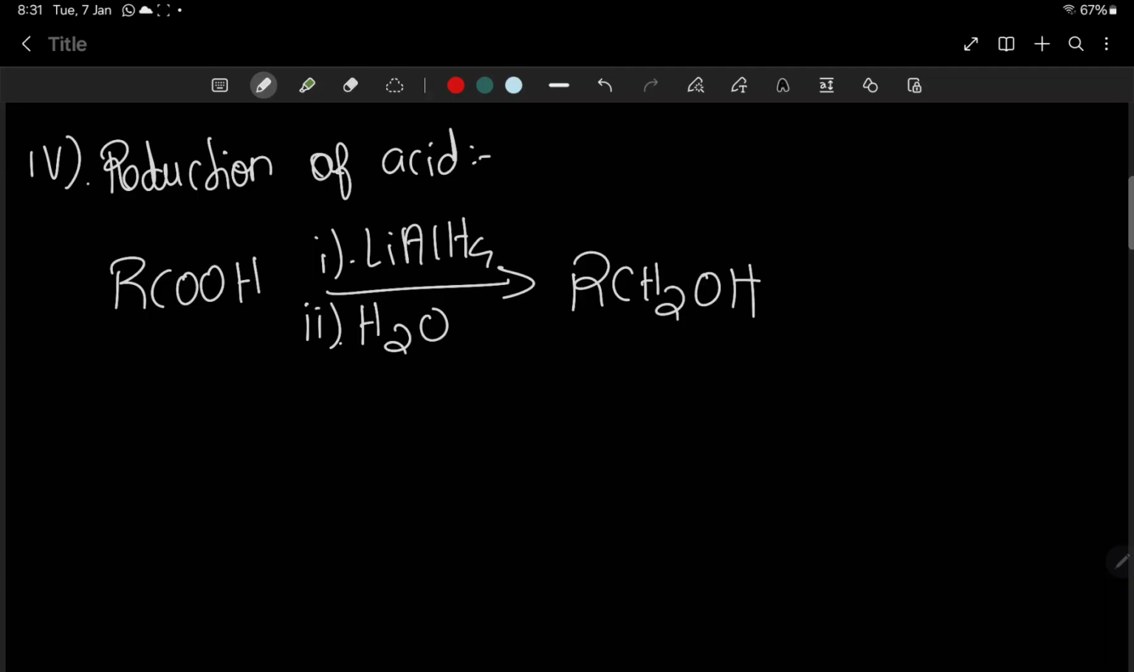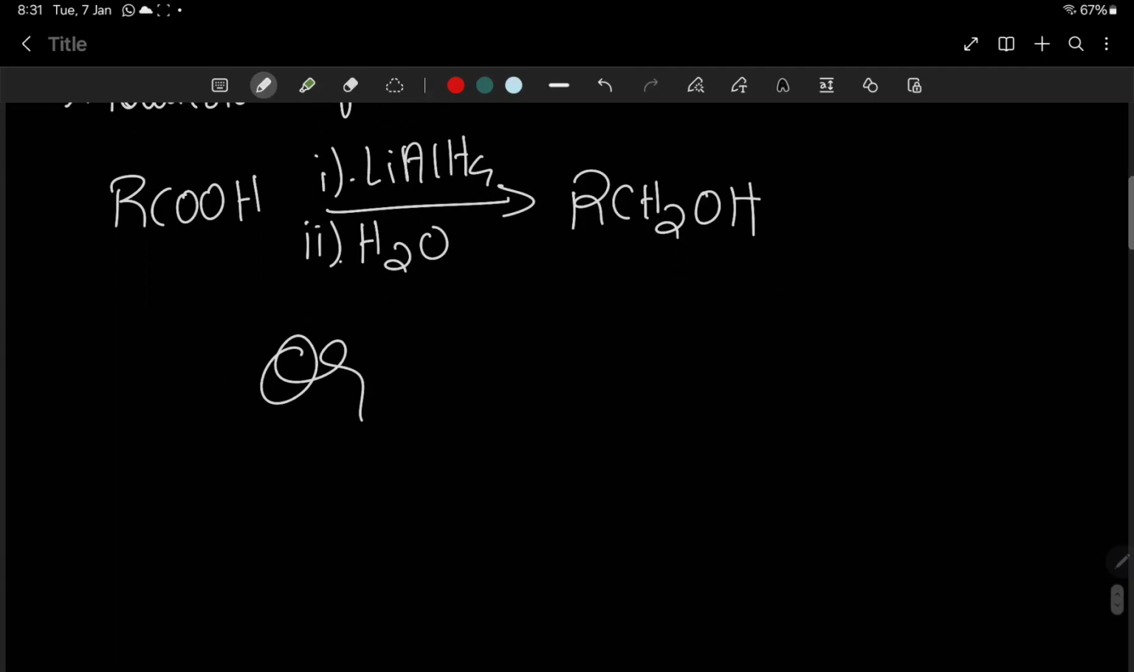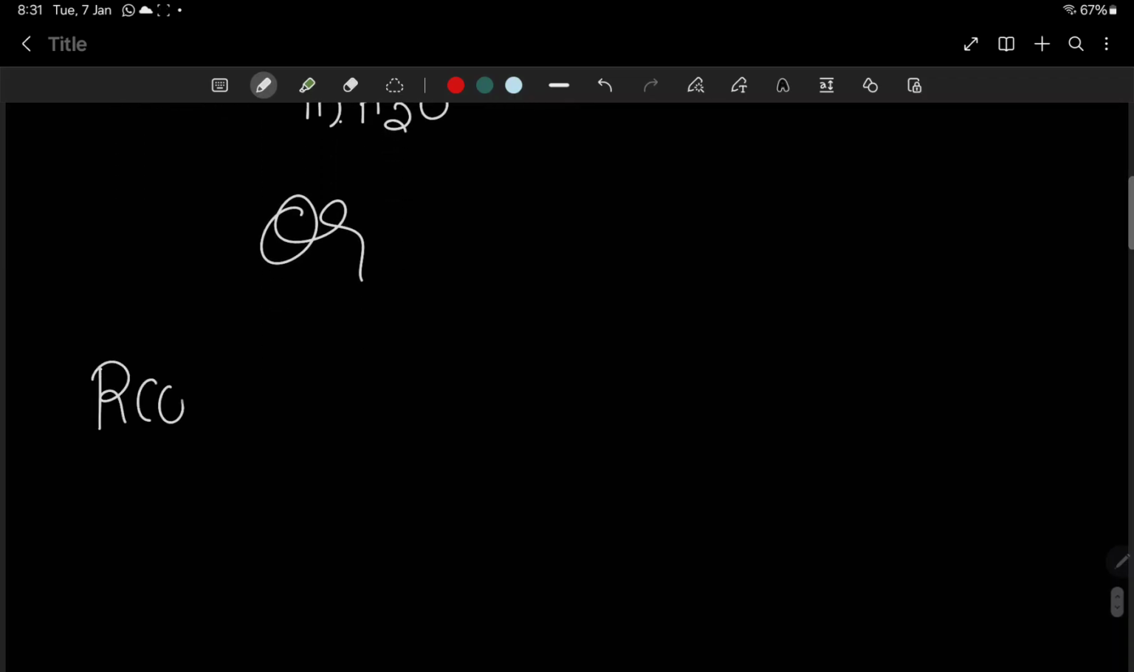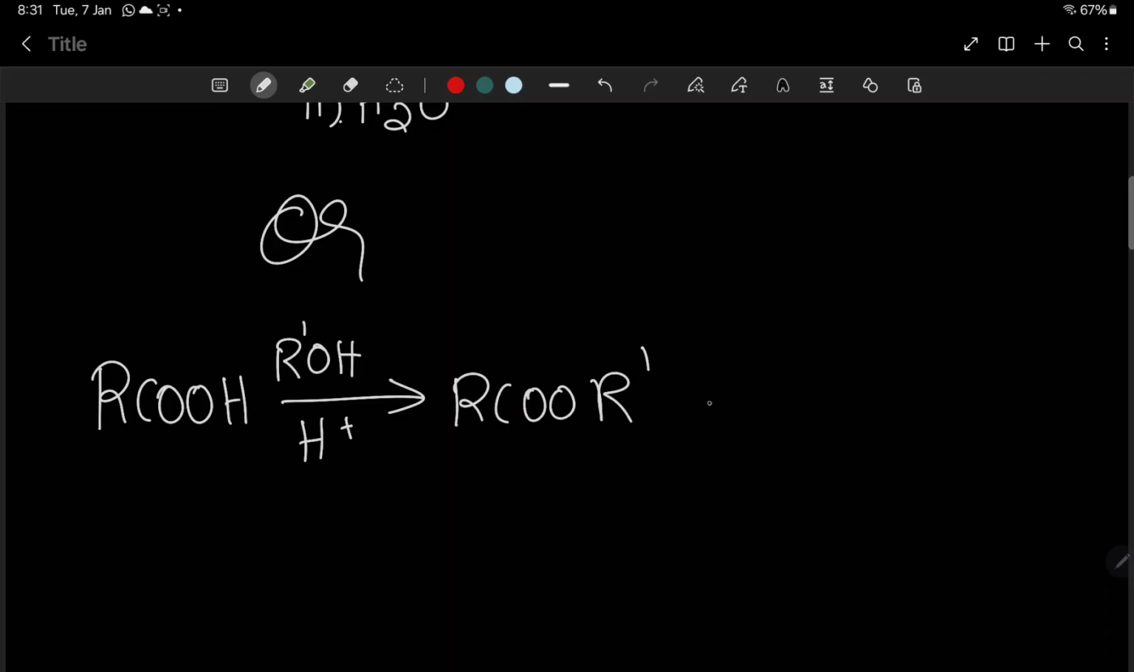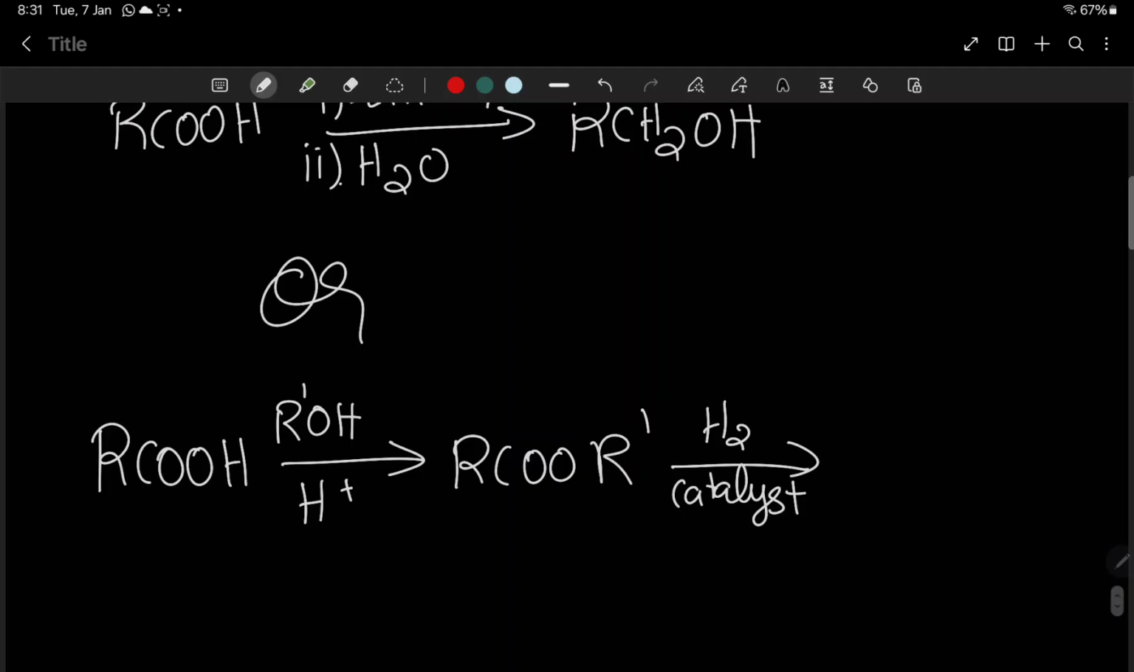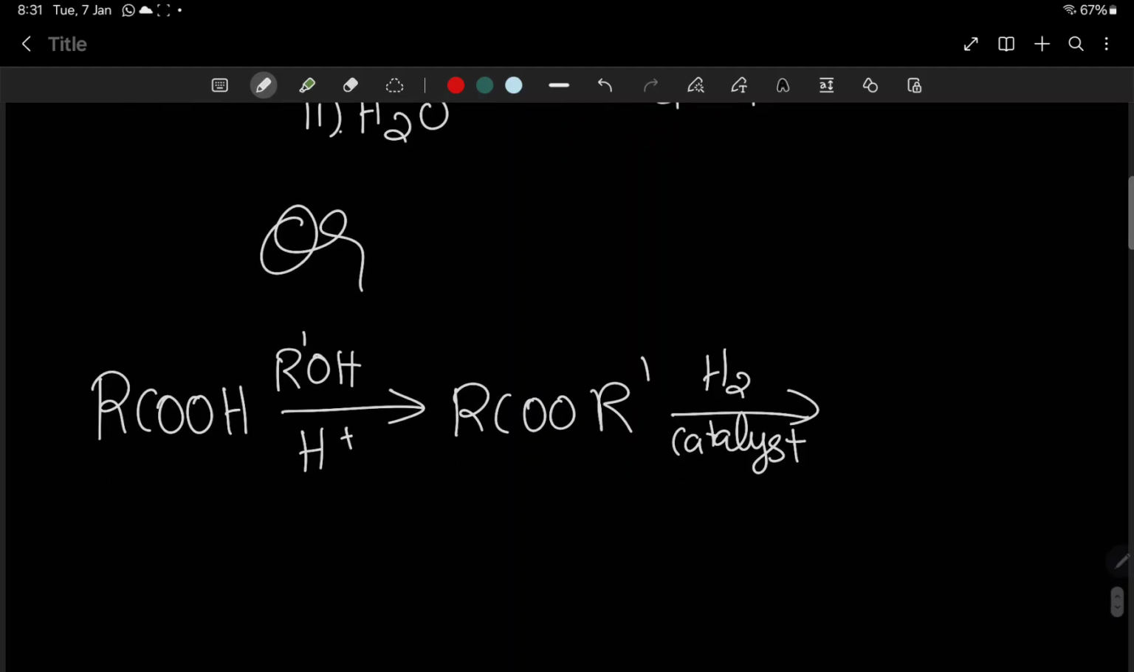But LiAlH4 is expensive, so we use another method: we convert this RCOOH to an ester, RCOOR dash, a fruity smelling substance. Into this ester, hydrogen and catalyst, H2 and palladium, platinum, or nickel, is added, and the ester is reduced to two alcohols, RCH2OH plus R dash OH.